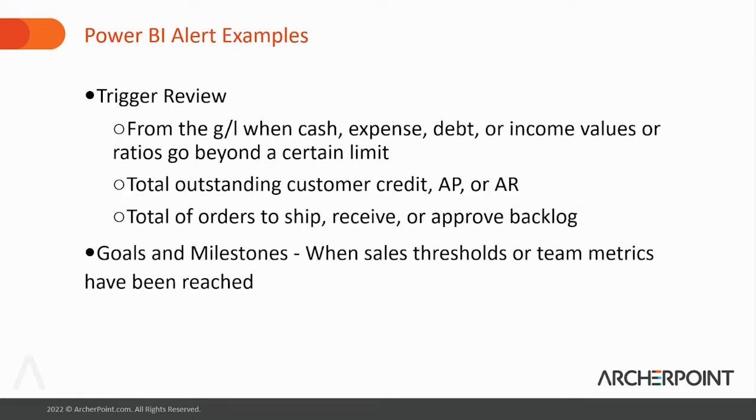Some examples of why you would want to use this and send alerts to a larger group of people. The main one is going to be review. So if you are keeping track of GL balances for cash, expense, debt, income, or some kind of ratio between those, you can set limits on those. And if it goes above or below the threshold, then you receive the alert. You can also evaluate tables from customers or vendors so that you can look at total customer credit, total AP, total AR. And you can also total the number of orders and report on that and receive alerts. So if you want to get an alert when there's total number of outstanding shipments, receipts, or approvals backlog, these are ways that people can get notifications and take action live when certain thresholds are hit for documents and various values within the system that you're working in.